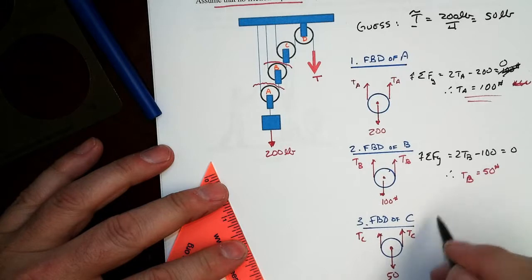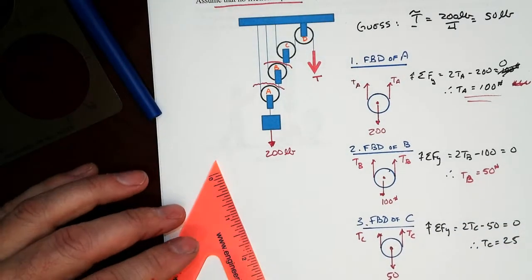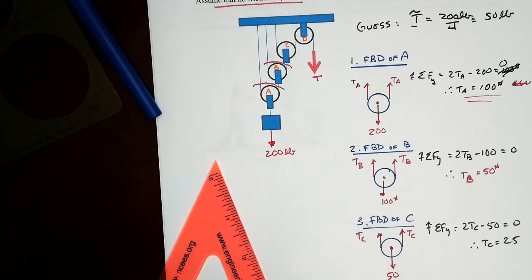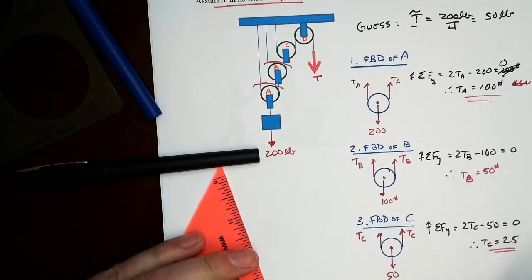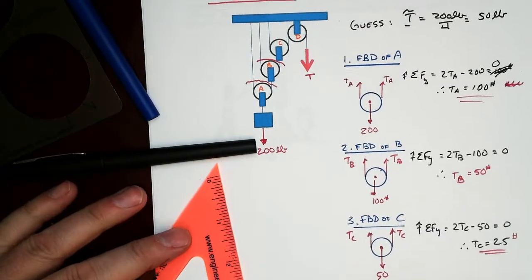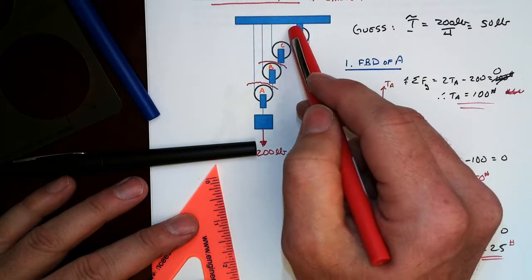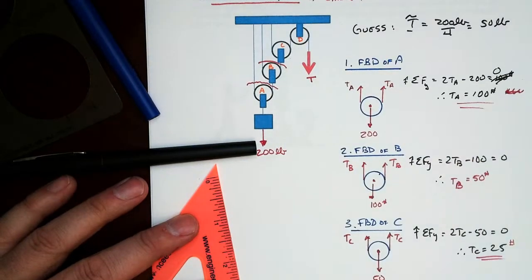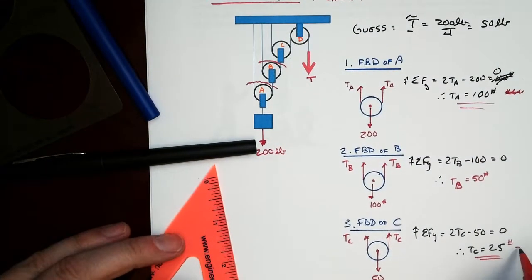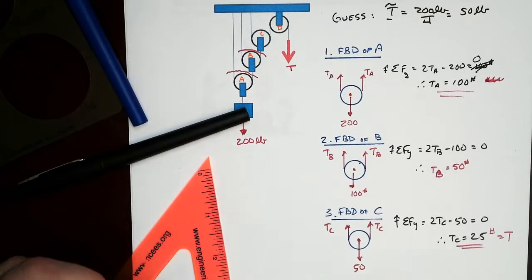And alright, plus, go up, positive sum of forces in the y, 2TC minus 50 equals 0, therefore TC equals 25. I got the color wrong again. And of course pounds. Alright, so now, gee, do we have to really do this last free body diagram? Because note what happens. It's the same cable all the way around. So our final answer has to be that TC is T, and that our answer is 25 pounds.